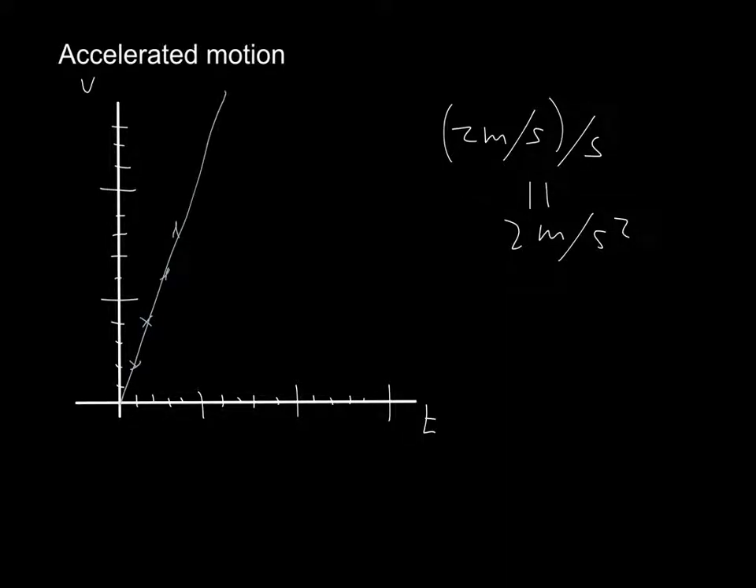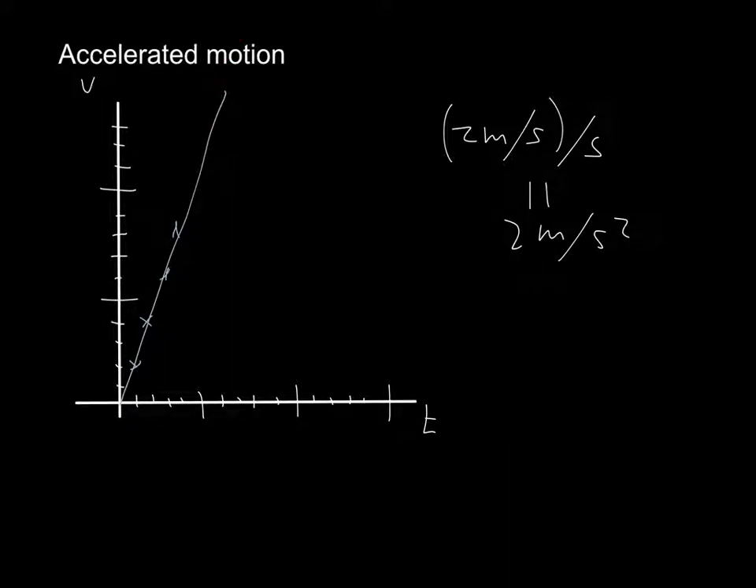But this is a very different graph from before, because this is not a displacement time graph. This is not telling me about where the car is. This is telling me about how fast the car is going. And we have a car that is going faster and faster and faster.